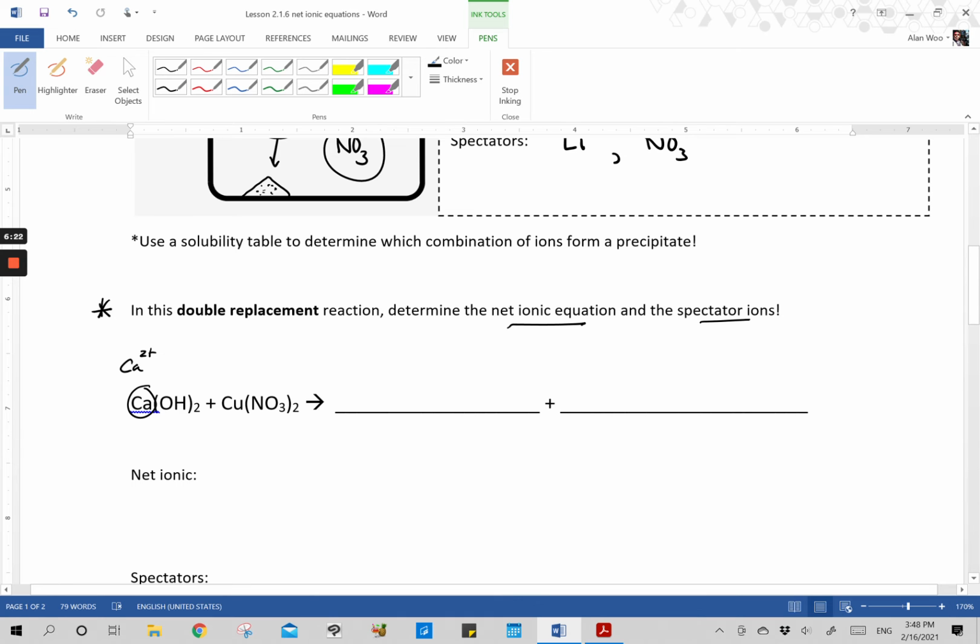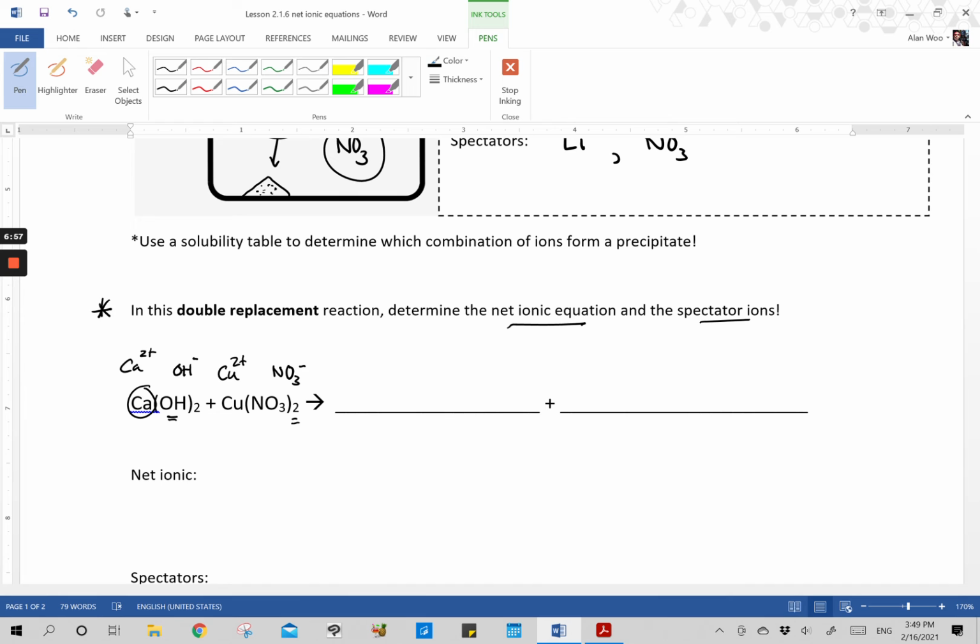If you look on the backside of your periodic table and you look for complex ions, you will find a charge for the hydroxide ion. The charge is 1 negative. NO3 has a charge of -1, and because you have two of them, that must mean that the charge on Cu is a 2 plus. So again, you can figure out all four types of ions that are involved.